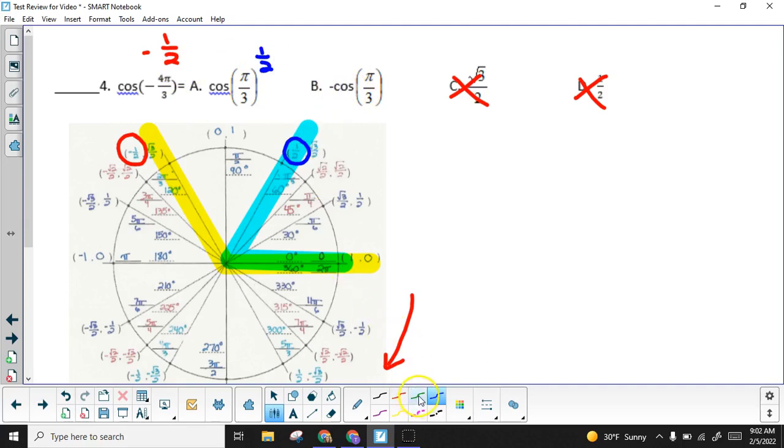Let's check out B and make sure. B is asking us for the negative cosine of pi over 3. So that negative right there is saying whatever we're finding for our cosine of pi over 3, we're then going to take the opposite sign, S-I-G-N, sign. So we already found that the cosine of pi over 3 is 1/2, and then this negative out front tells us to make the opposite sign. So this value is now negative 1/2, which matches the cosine of negative 4 pi over 3, and so our answer would be choice B.